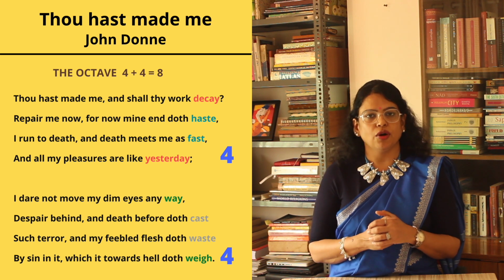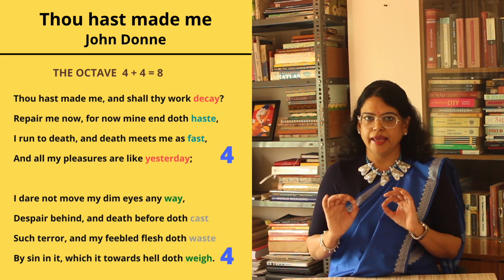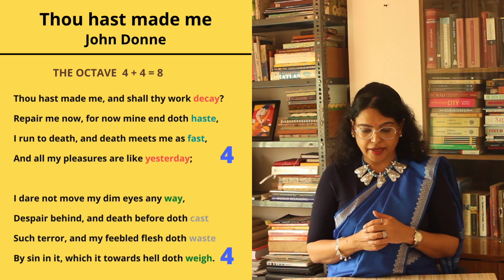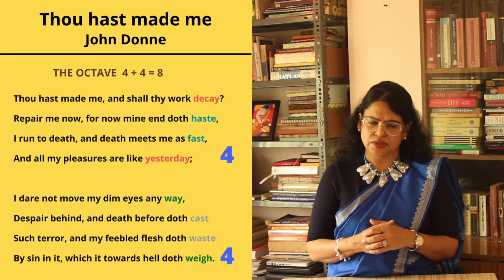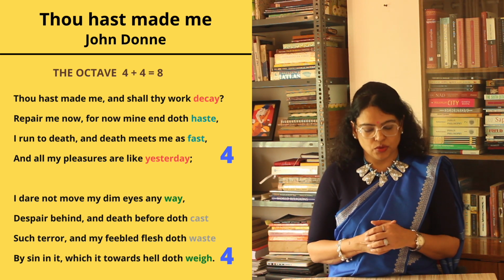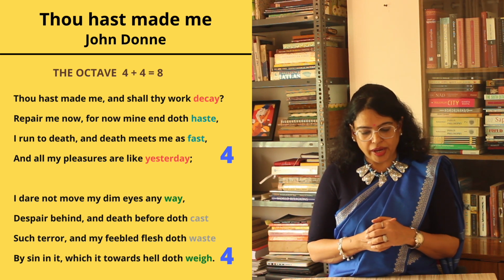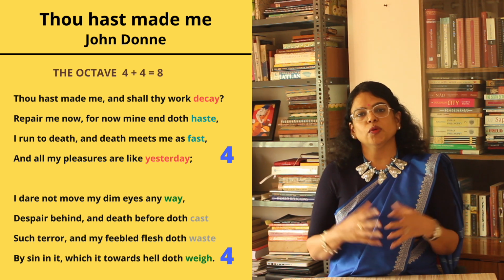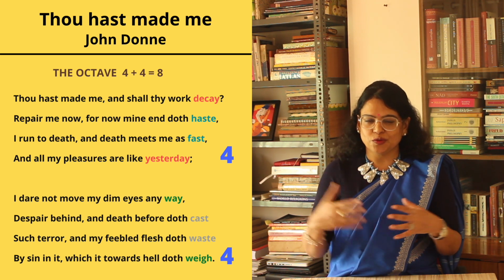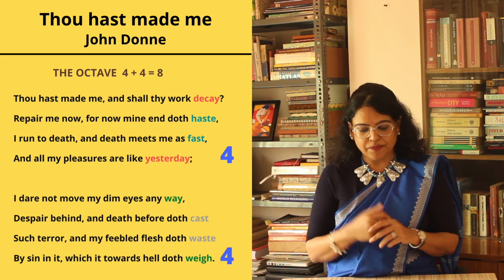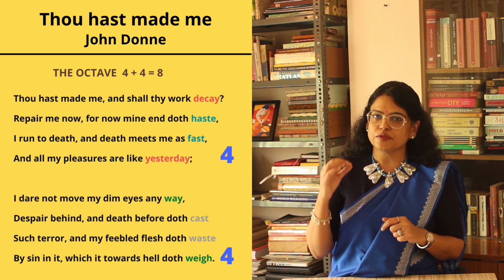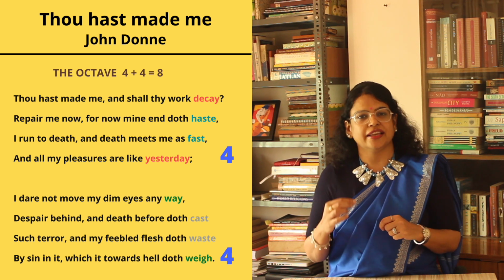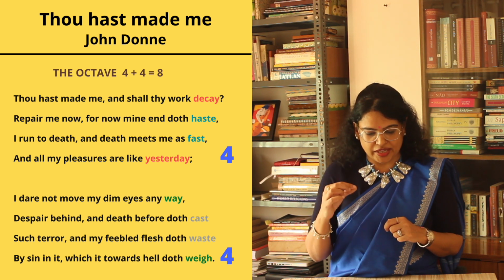The rhyme scheme in the octave is A, B, B, A, C, D, D, A, which is to say that decay rhymes with yesterday and haste with fast. That sounds like a slant rhyme, but John Donne goes ahead with it. And then way rhymes with way and cast with waste. Also, he brings in another sort of layer of rhyming. If you see, haste in the second line of the first quatrain, it rhymes with the second to last line of the second quatrain, which is waste.